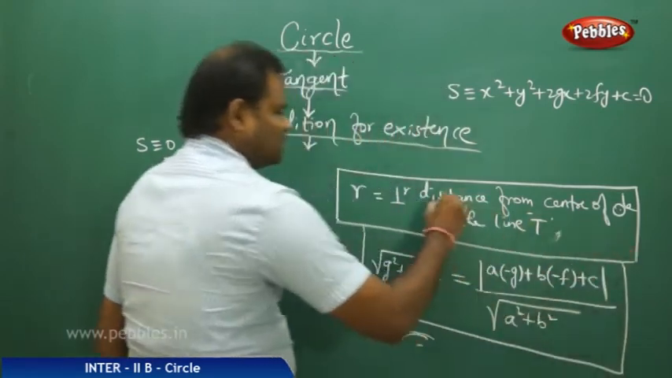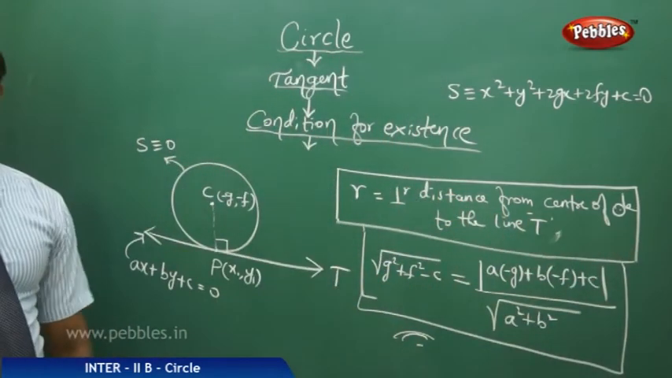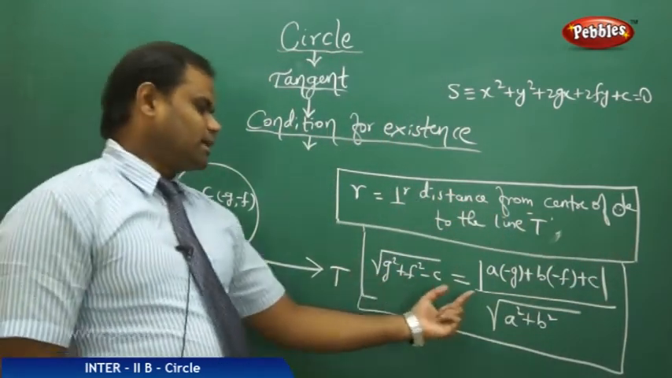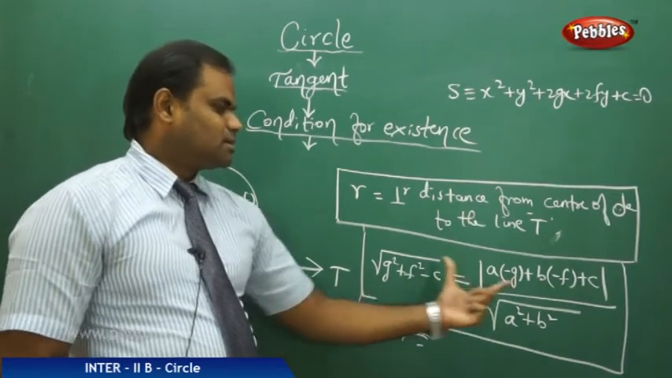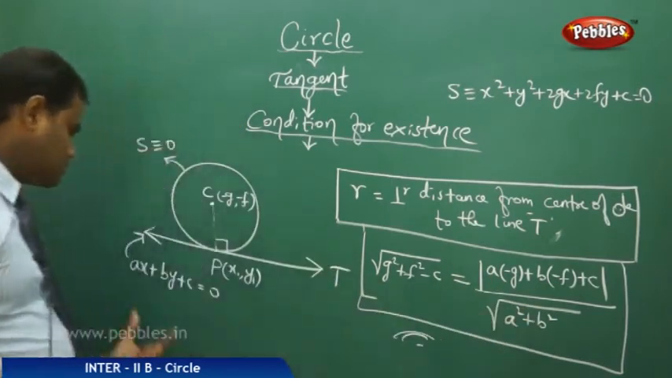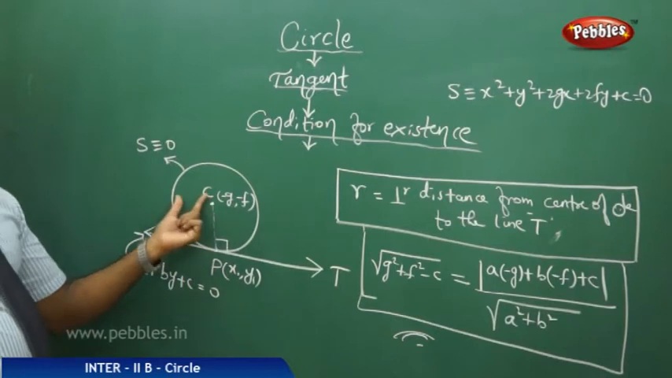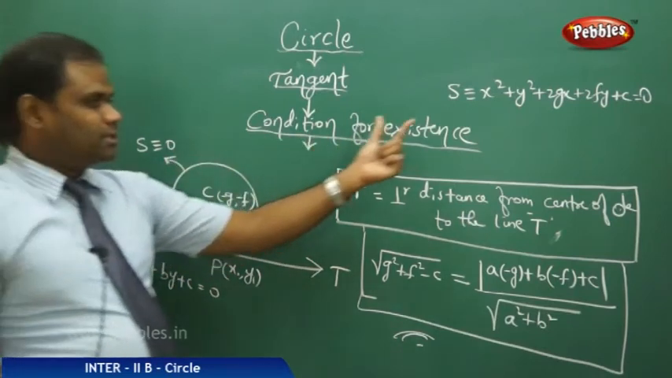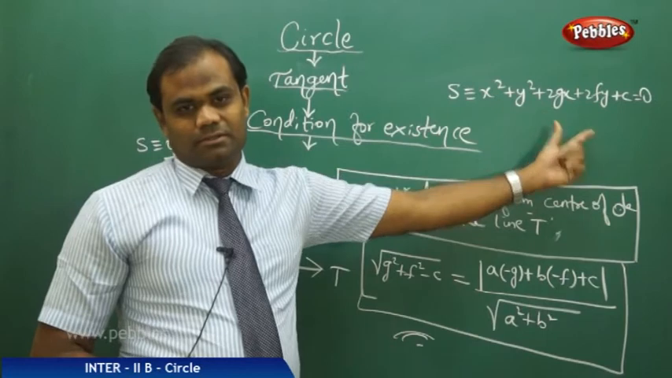the property of this connected with this. So the condition for existence of a tangent to the line is that this must be equal to this, where this is the line and this is the center of the circle for the standard or the general equation of circle being this.